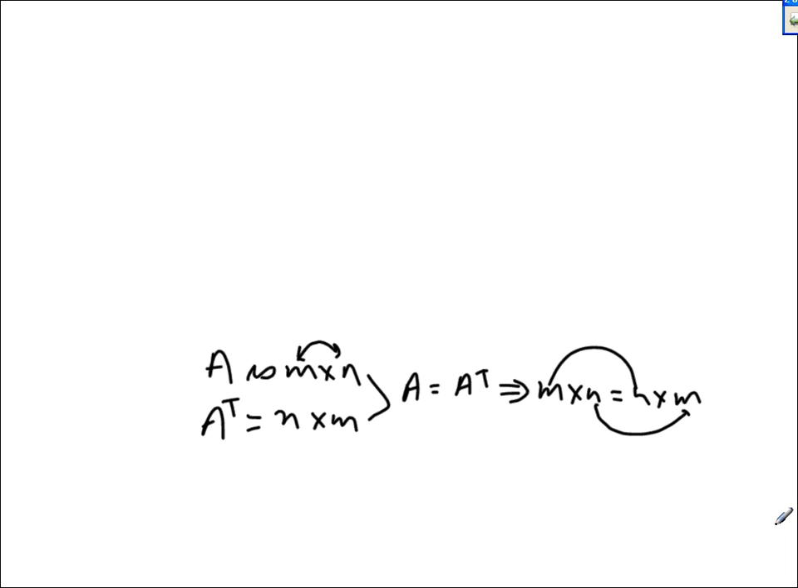The only way matrix A can equal matrix A transpose is when A is a square matrix. I'm not saying all square matrices are symmetrical. I'm saying a necessary condition for A to equal A transpose, that is, for A to be symmetric, is that A is square. It is not sufficient. It's not enough for A just to be square.